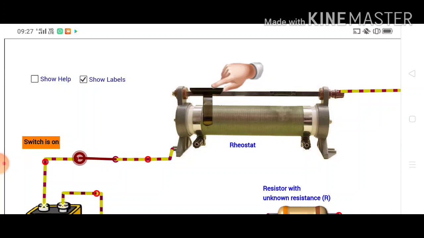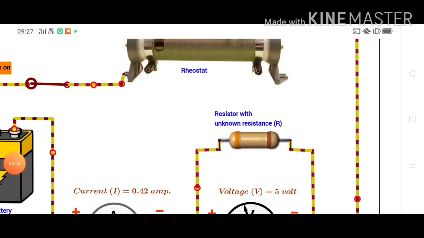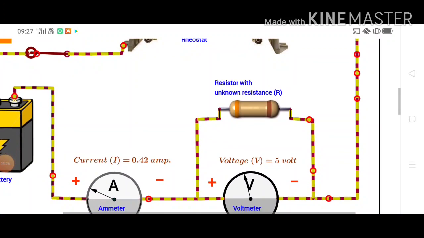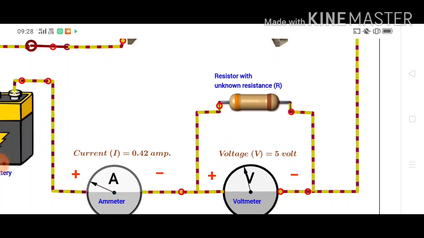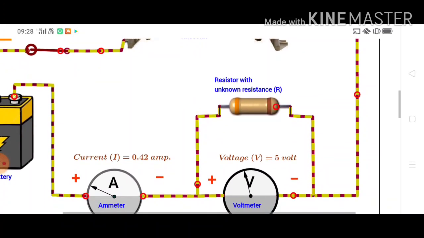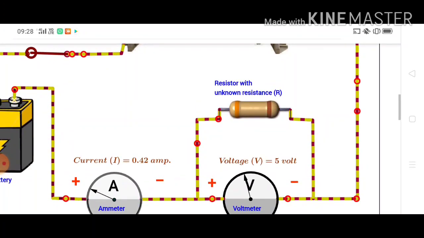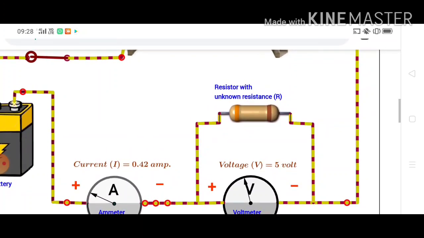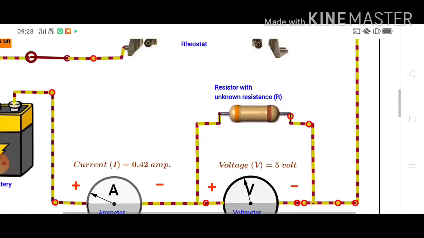Now I have pressed the switch on and you can see current started flowing. So let's see what is the measurement done by the ammeter and voltmeter. The potential drop across the resistance is 5 volt. Ammeter has recorded a current of 0.42 ampere. Okay, so this is the current flowing through the ammeter, that is 0.42 ampere, and the potential drop is 5 volt. So we can use it as our first reading, 0.42 ampere, and the voltage is 5 volt.